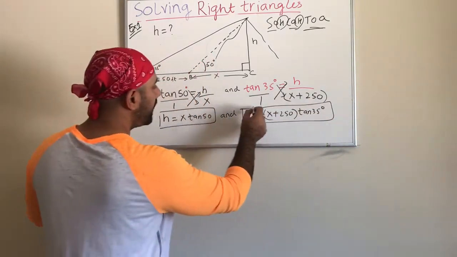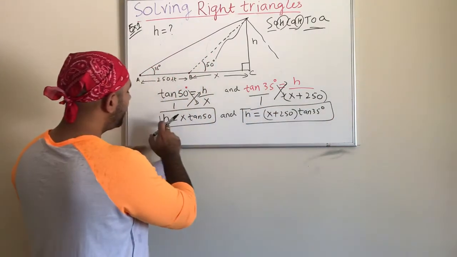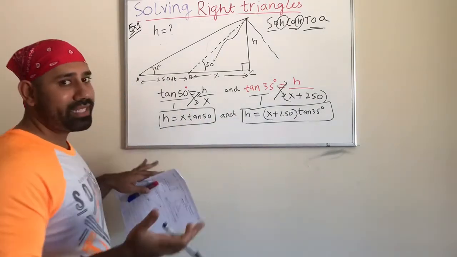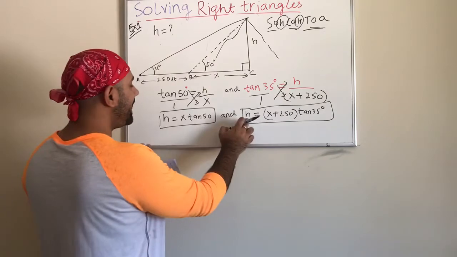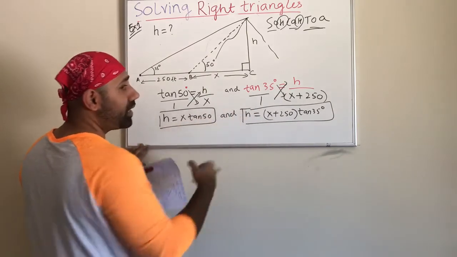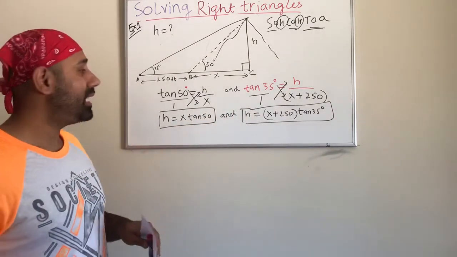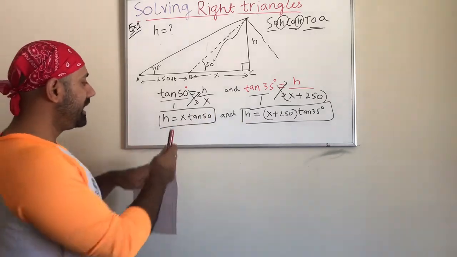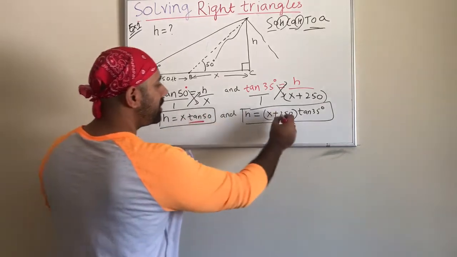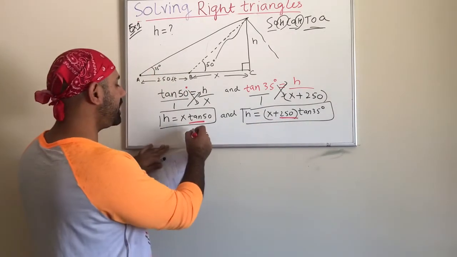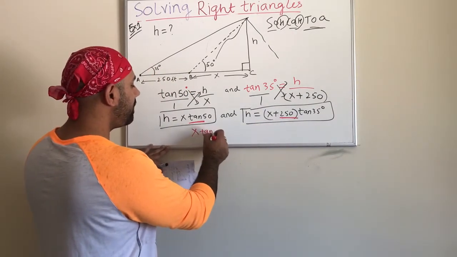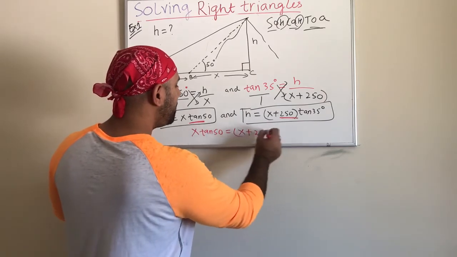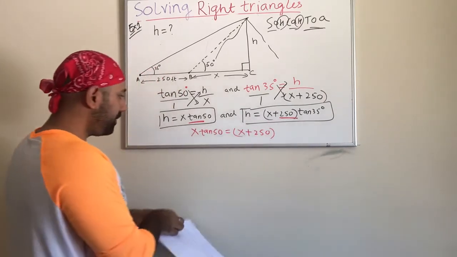But guys, if you look at these two equations carefully, there's an h here, there's an h here. So h and h is basically the same. They are the same h. So if this and this are the same, then the right hand sides are also supposed to be equal to each other. So we are going to set them equal to each other. So it is x tangent of 50 equals x plus 250 times tangent of 35.